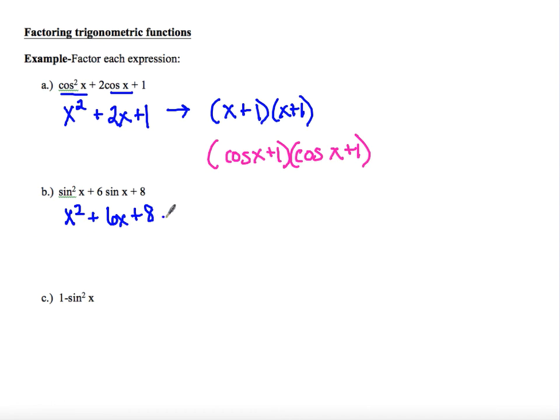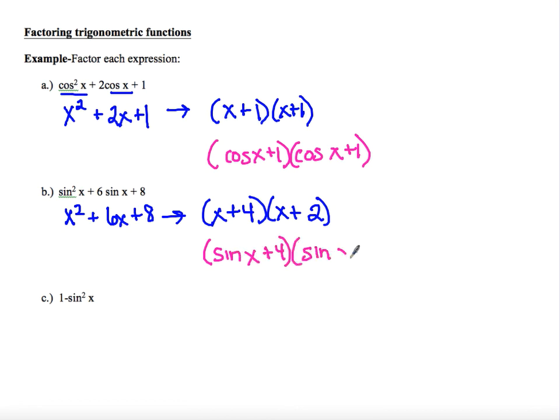All right, how do we factor that? Of course, that's going to be x plus 4 times x plus 2, so that it multiplies to 8 and adds to 6. And again, since we're really looking at a sine function and not an x, that means that we really have the sine of x plus 4 times the sine of x plus 2.